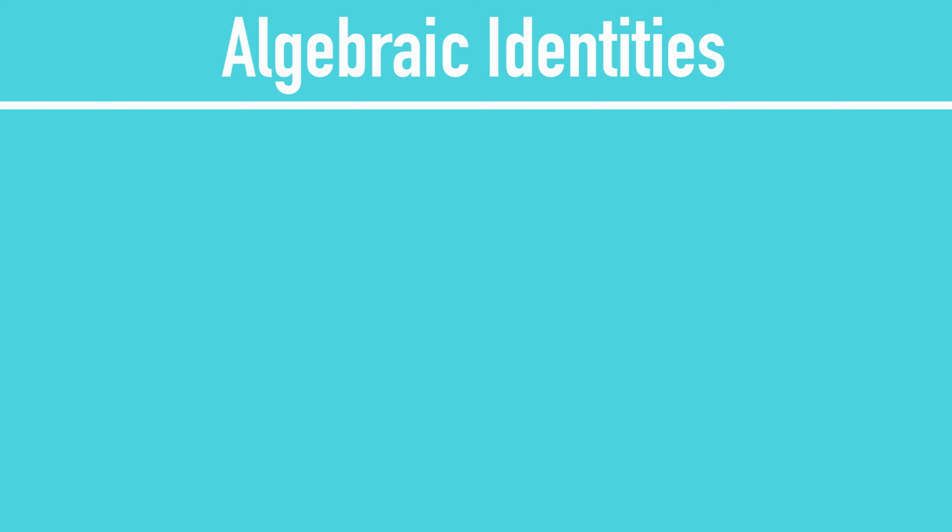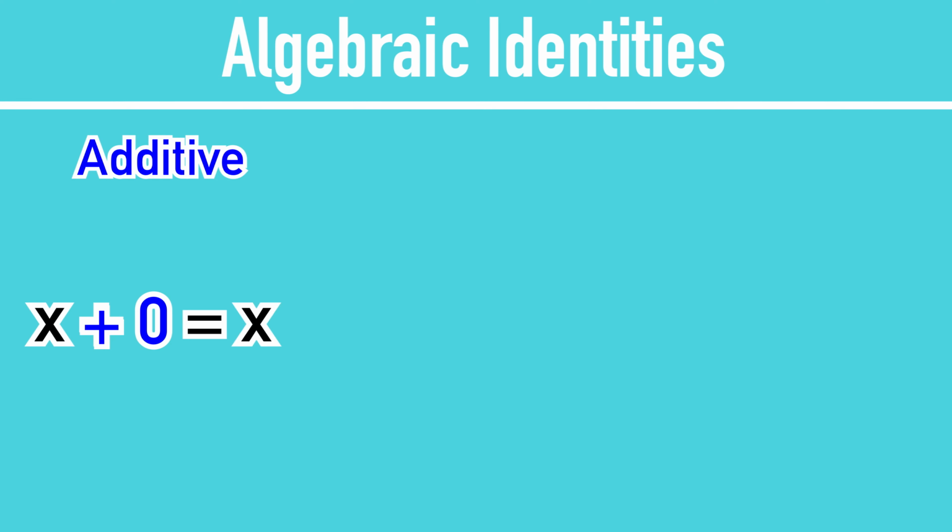Algebraic identities are operations that return the same value that we started with. So say we started with a value. We'll call it x to show that this could work for any value. If we add 0 to x, the result is x because no value is added or taken away. 0 is the additive identity.